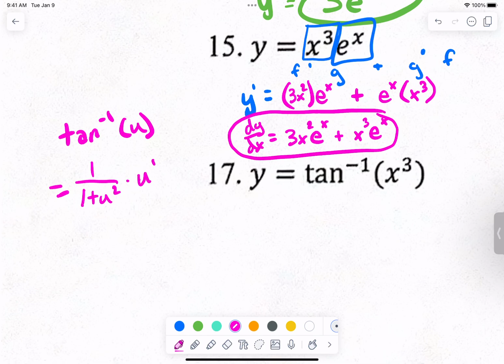U prime is 3x squared. So technically it's over 1 plus x to the... Yep, so put your u's and everything where they're supposed to go. Okay? That was really easy.